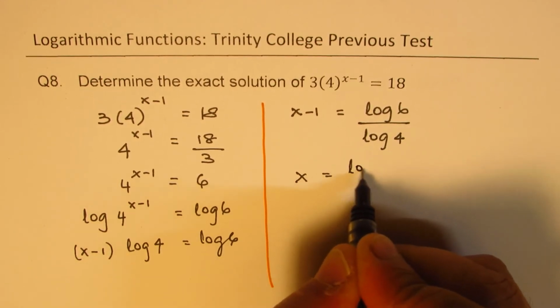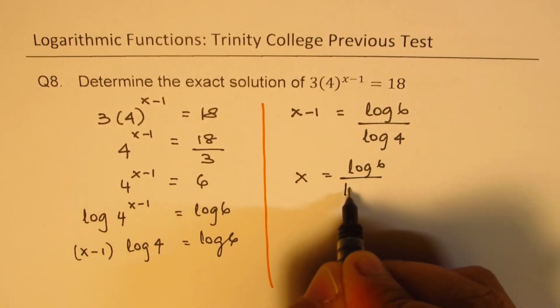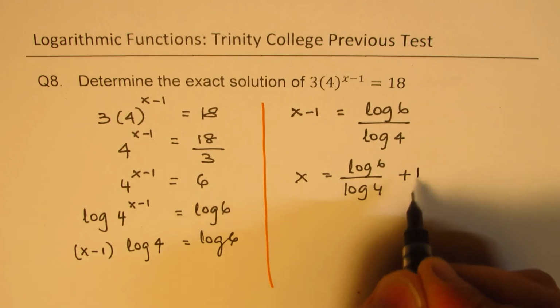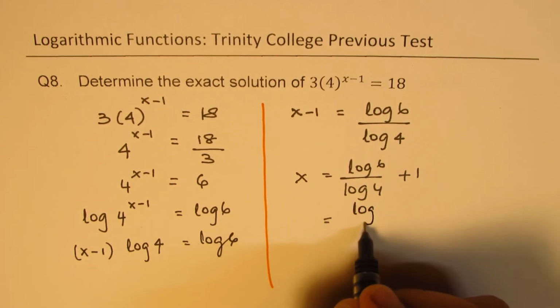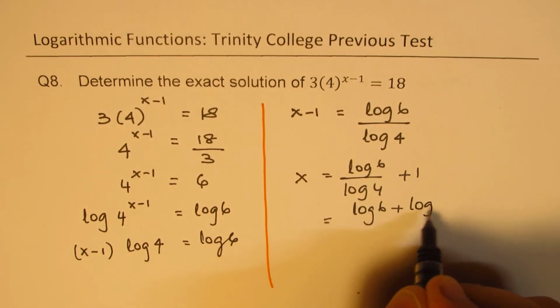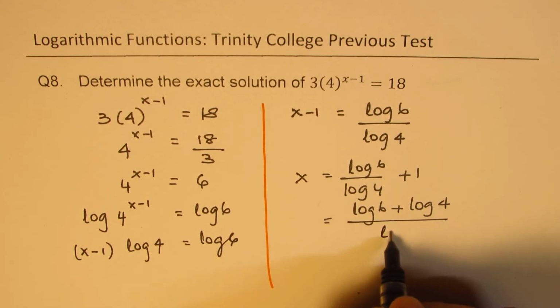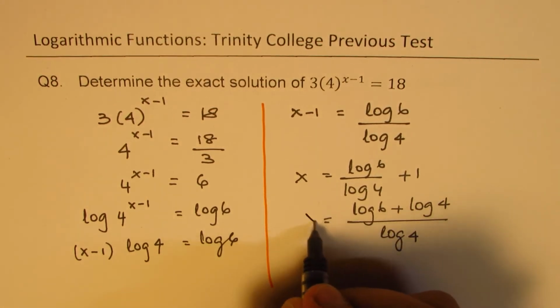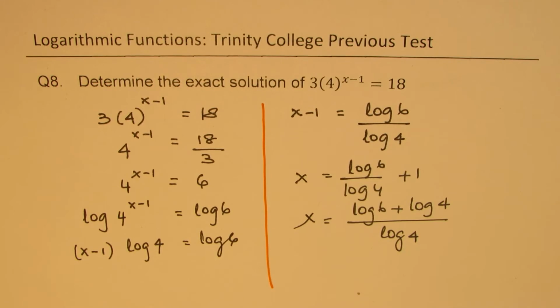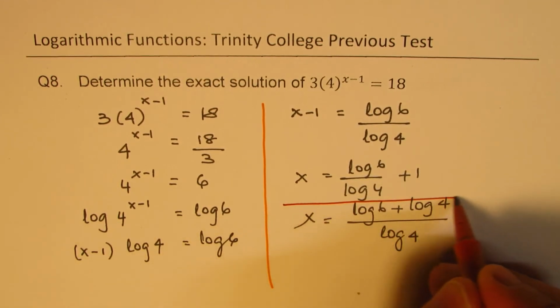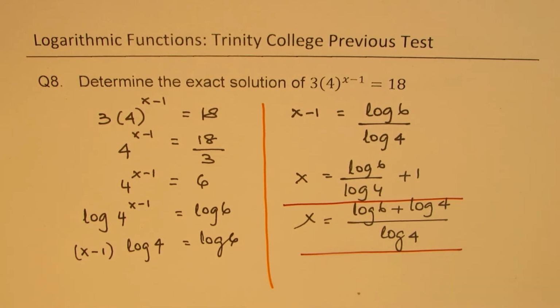Or x is equals to log of 6 divided by log of 4 plus 1, which you could also write as log of 6 plus log of 4 over log of 4, correct? So that is the value of x which you get, and that is the exact value. You can use calculator to find the approximate value.